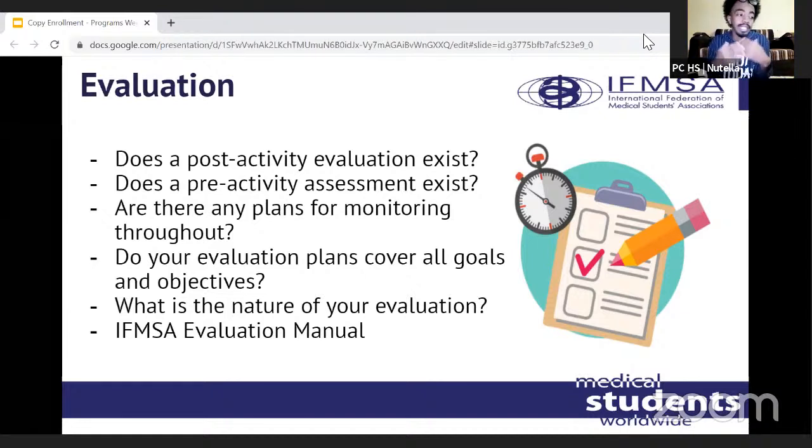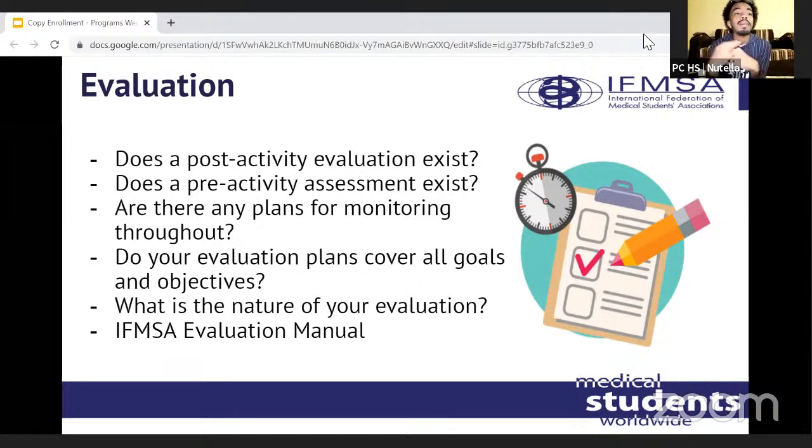Then we're going to see if there is a pre-activity assessment. This is something that a lot of people overlook. I don't know why, but not a lot of people do a pre-assessment, or assess their objectives and their status before the activity actually starts. But it's a really important part of the evaluation process because it gives you a base ground and data that you can refer to when you are conducting your post-activity evaluation.